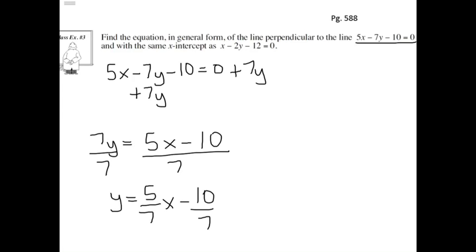Now it's asking for a perpendicular slope. So for that, we're going to switch this around. The perpendicular slope in this case would be negative 7 over 5. Keep that in mind. We want the same x-intercept as x minus 2y minus 12 is equal to 0.